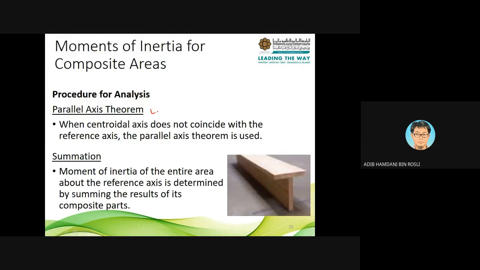This is more explanation on the parallel axis theorem, why we want to do that and when we want to use the parallel axis theorem. And you do the summation. Here again, you can define minus as well. You remember we have minus area, right? Here you can have minus moment of inertia as well if you want.